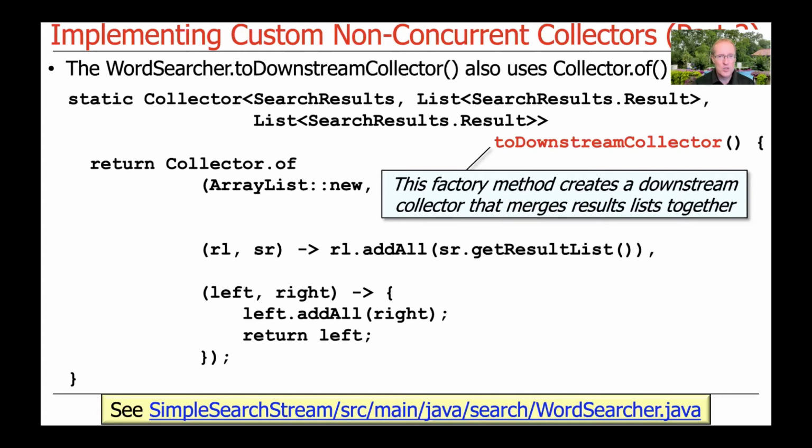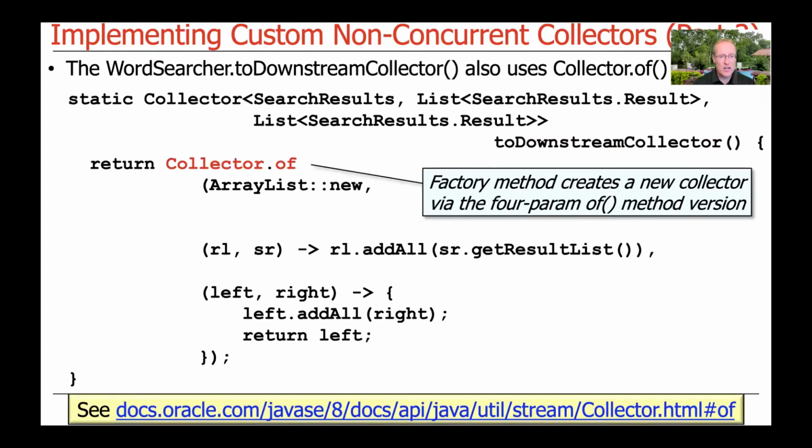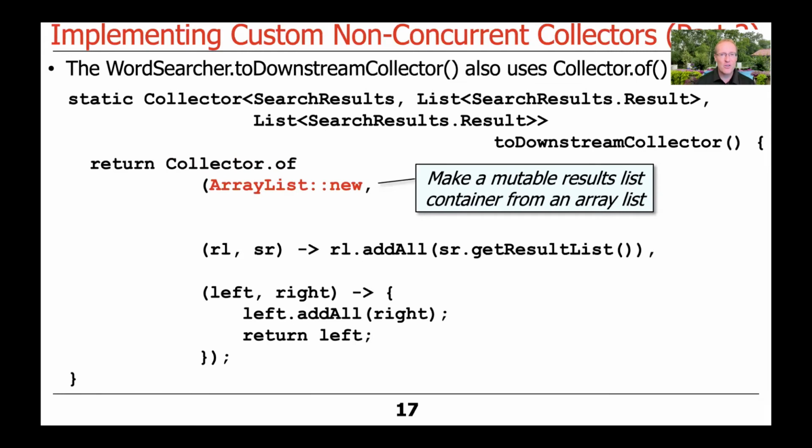It's in the WordSearcher.java class, that's where it actually gets used. So we use it to create a downstream collector that merges all the result lists together. And this is just a way to make it more clean and easy to work with. Here's how it works under the hood. We use the 4-parameter version of collector of, once again only passing in 3 parameters because the last one is optional, which we don't use. It's the characteristics as usual. And here are the 3 parameters we pass to of.